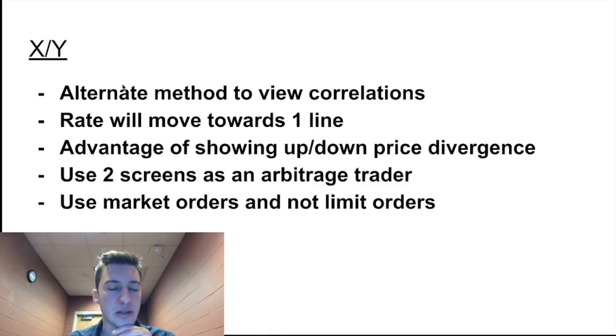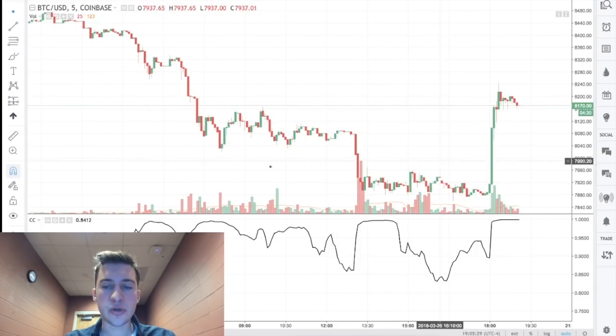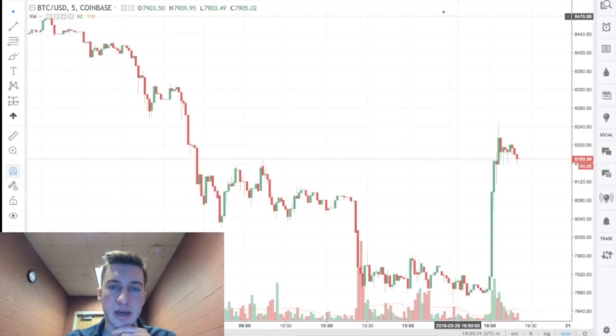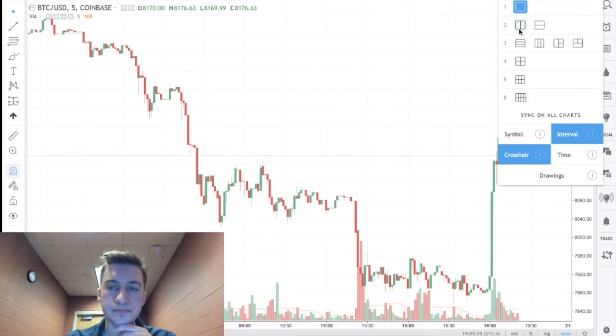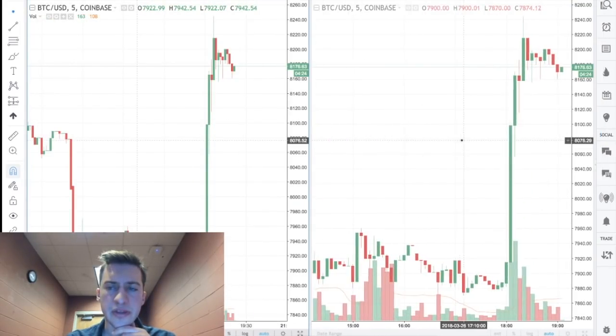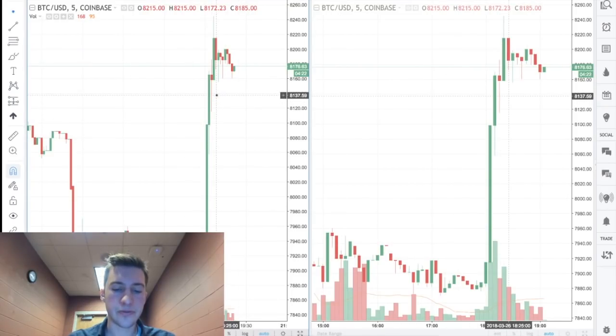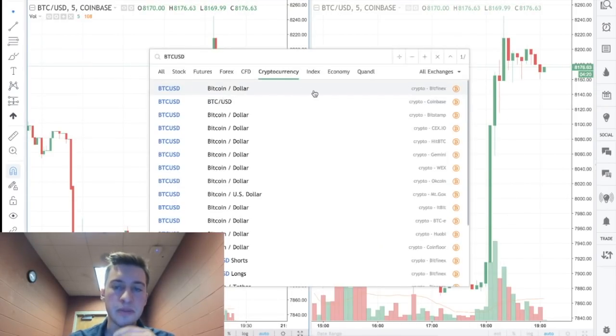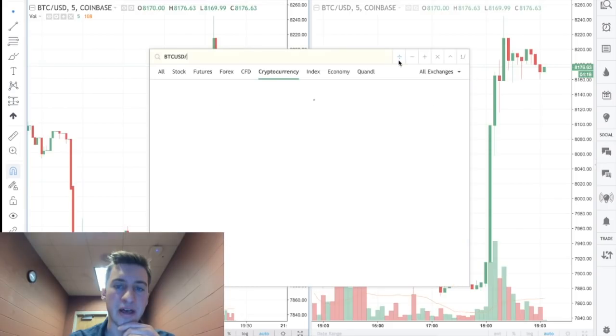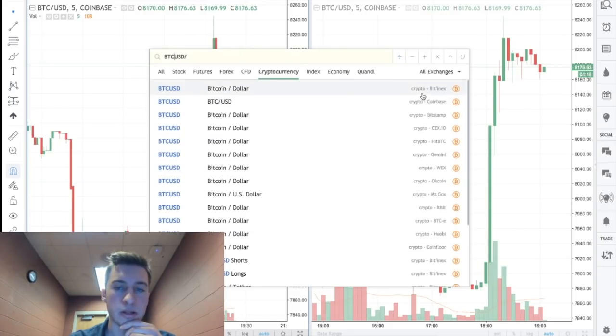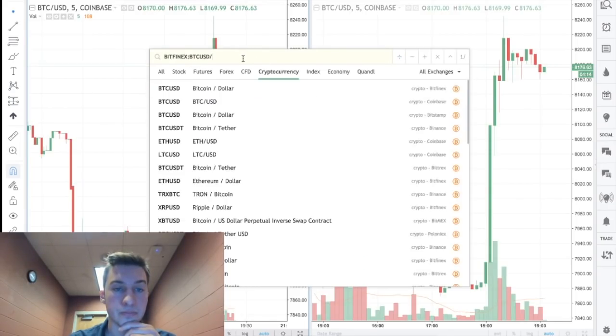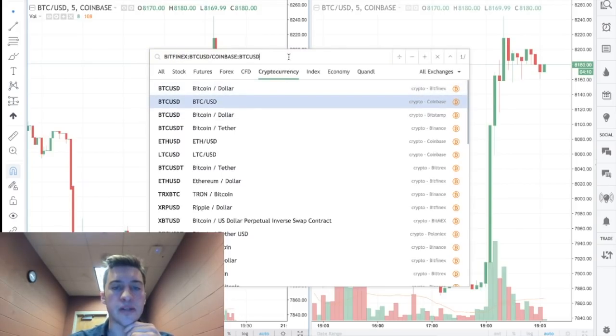You can just read this for 5 seconds, and let me show you guys how to get this. So you're going to need to use 2 screens for this one. Let's disable this guy, and let's go to 2 screens. To get this, you hit this, type in BTC USD, the Bitfinex one, but hit divide. So we go here, I'm going to click, and then I'm going to click Coinbase. Bitfinex divided by Coinbase, enter.